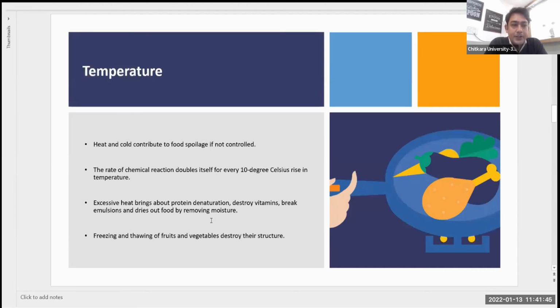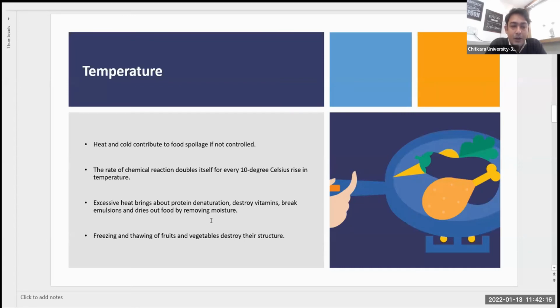Next is temperature. Temperature plays a very important role in the growth of microorganisms in a food product. So heat and cold contribute to food spoilage if not controlled. The rate of chemical reaction doubles. Whatever chemical reactions are happening in a food product at room temperature, if we increase the temperature by 10 degrees Celsius, the rate of those chemical reactions doubles.